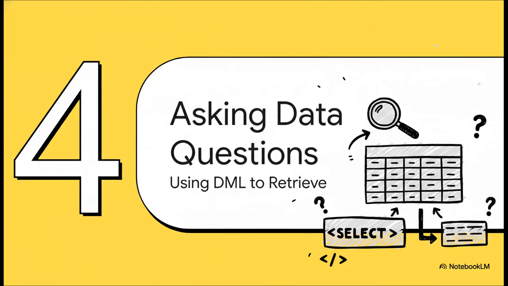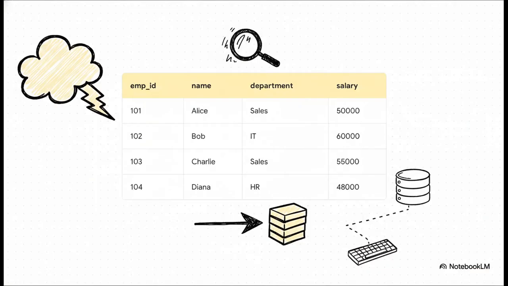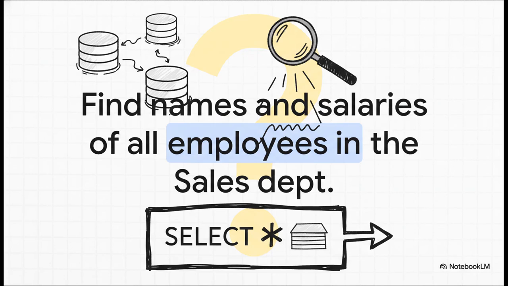Okay, now for the fun part, the main event, really. We've got a table, it's filled with data, and now we want to ask it some questions. This is where DML comes into play, and specifically the most famous SQL command of all, select. To do this, let's use a really simple employees table. As you can see, it's got an ID, a name, a department, and a salary for a few employees. Pretty straightforward. Now, imagine your boss comes to you with this question. It's a very typical, very clear request. The answer is sitting right there in our data.